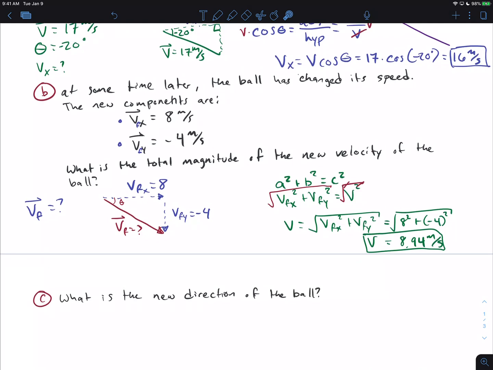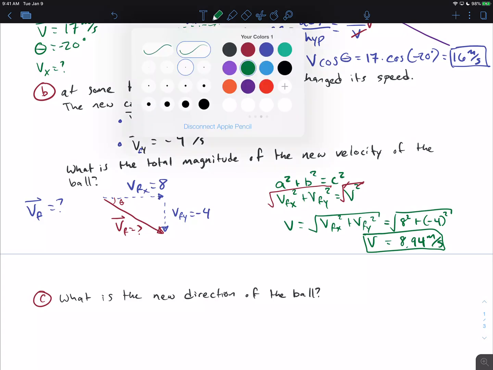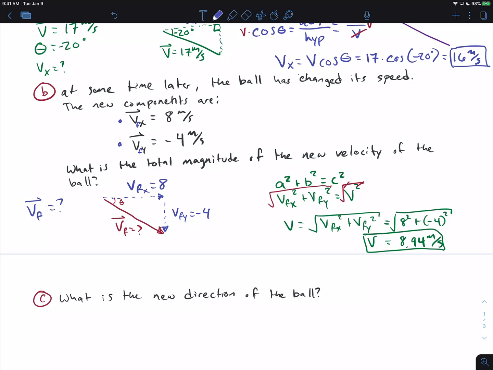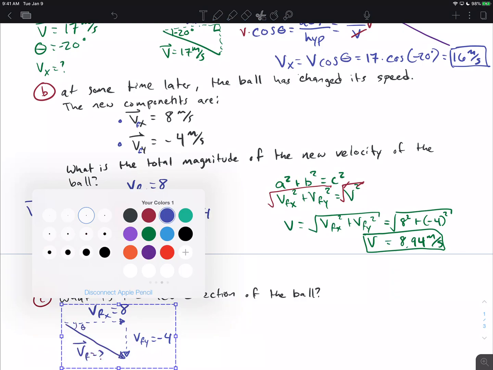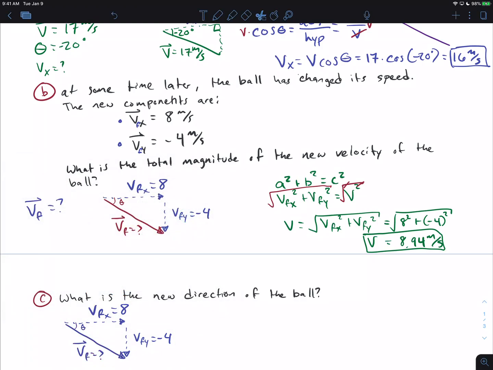So here, last step, because we know all of the sides of our triangle, I'm going to draw my triangle right here. Or you know what, I can just copy this over. Okay, so we've got our triangle right here. And we know now that this is 8.94. I'll go ahead and just rewrite this. I have my V final is 8.94. Okay, so I know all the sides of my triangle. Now what I'm trying to find is theta.